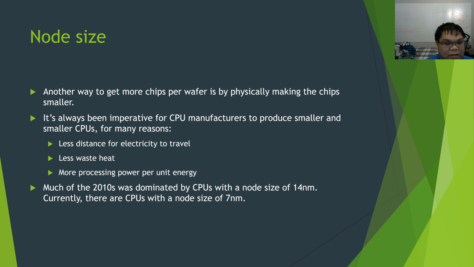and we can end up getting more CPU dies this way. Much of the 2010s was dominated by CPUs with a node size of 14 nanometers. These days, it's as low as 7 nanometers. And if this trend continues, and currently there are talks about making a CPU with a node size of 5 nanometers and even smaller, as low as 3 nanometers, it's expected that we're gonna see such CPUs in the coming years. But right now, we're at 7 nanometers, and that's pretty small.